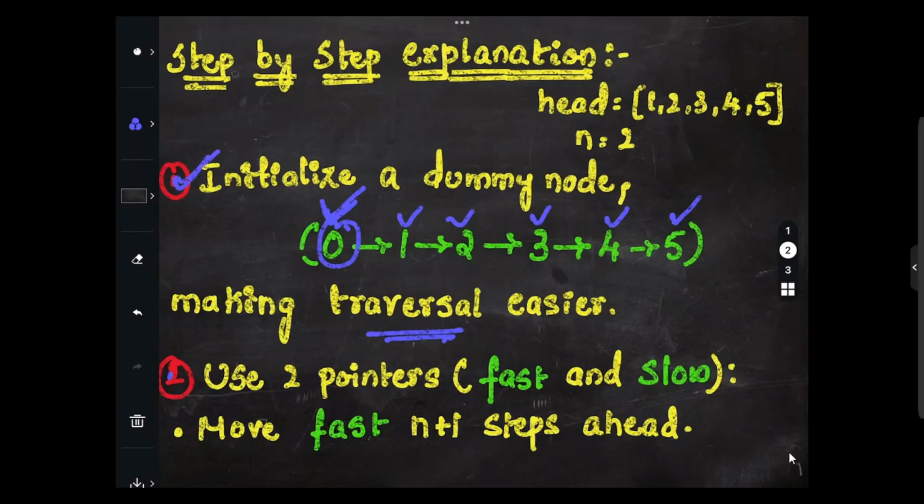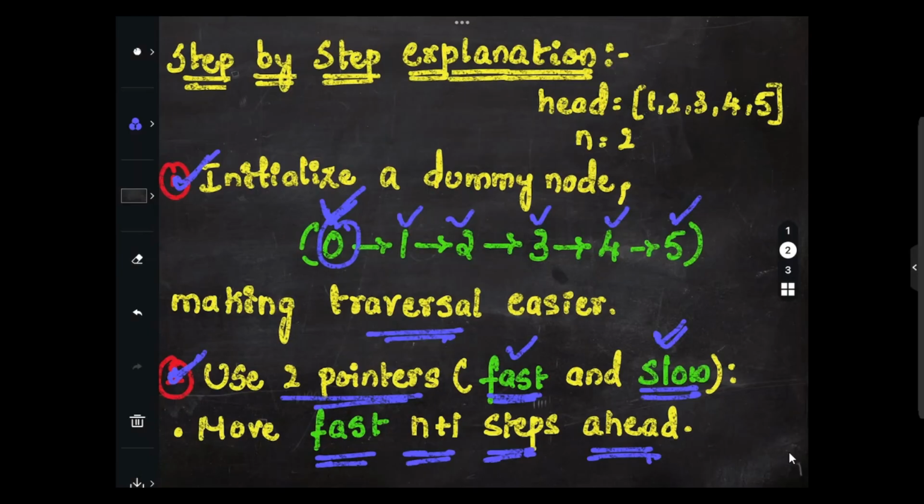Let's move on with the second step here. We will be making use of two pointers here, one is fast and another one is slow, right? We will move fast n plus 1 steps ahead.